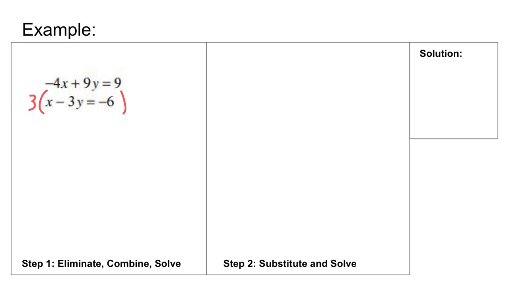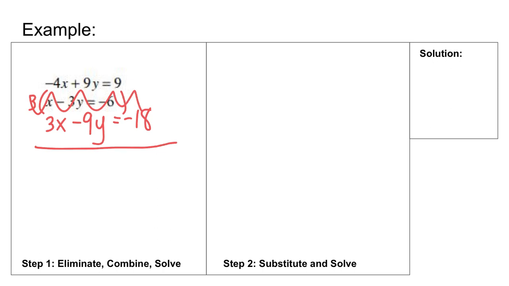I don't have to change my top equation because this is going to work so that I have something that matches. So I'm only going to have to change one. Sometimes you have to change both. So 3 times x is 3x. 3 times negative 3 is negative 9y. 3 times negative 6 is negative 18. So once I change that equation, I don't need the original one anymore. It's going to be gone, and I'm going to work to cancel with what I've got left.